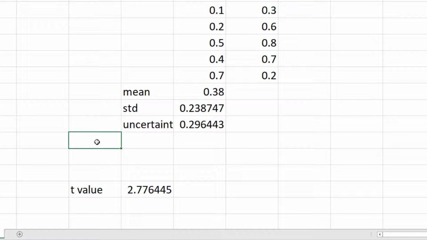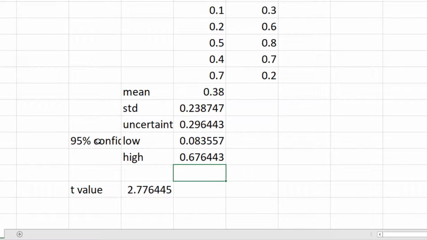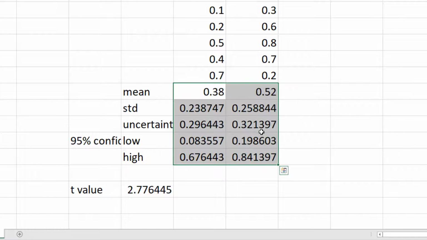So your 95% confidence interval, the low value and the high value is the following. The low value is going to be the mean minus the uncertainty, and the high value equal to the mean plus the uncertainty. Okay, and then you can just copy this formula across to do the same for trial 2.